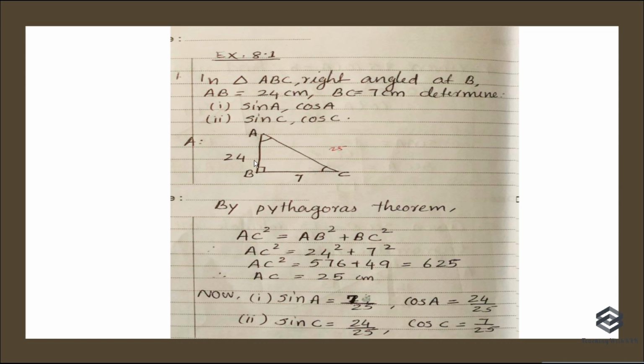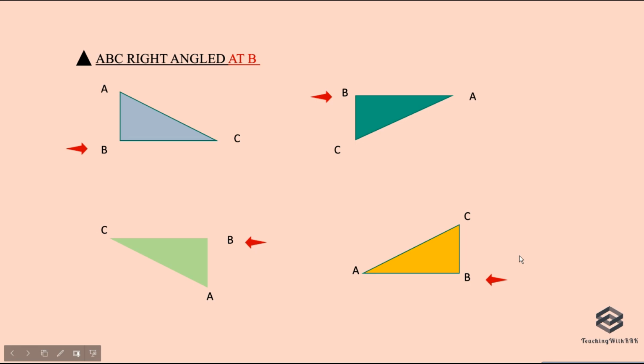You can draw this right angle triangle in other ways also. See, these are the different ways. All these are right angle triangle, right angled at B. See, you can draw any of these.